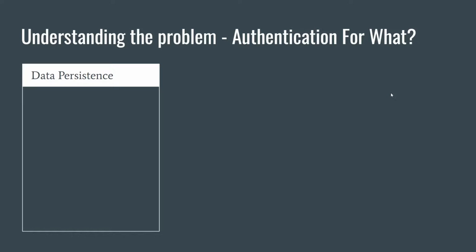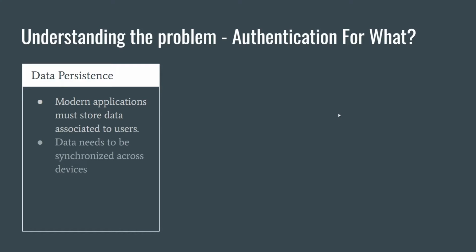I like to think of this as a three-pronged problem, with the first being data persistence. Modern applications must store data associated to users. If the application isn't storing data and isn't manipulating data, then I can argue that your application doesn't really do much. Of course, we can make the argument that data can be stored in local storage, but then that would bring us to part two, which is that data needs to be synchronized across devices for it to be a modern application.